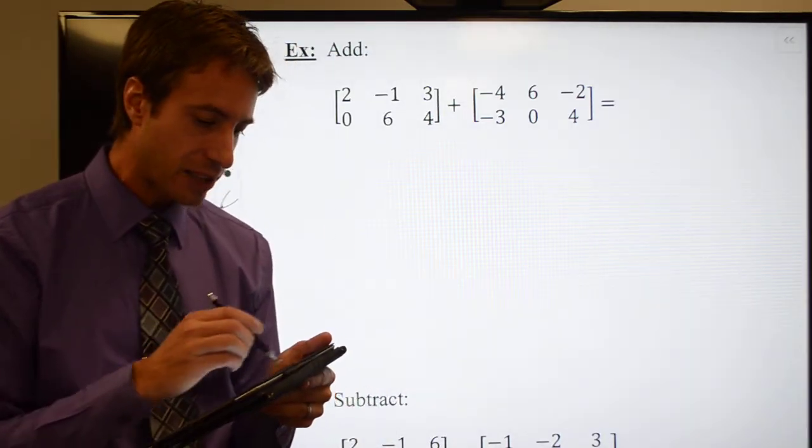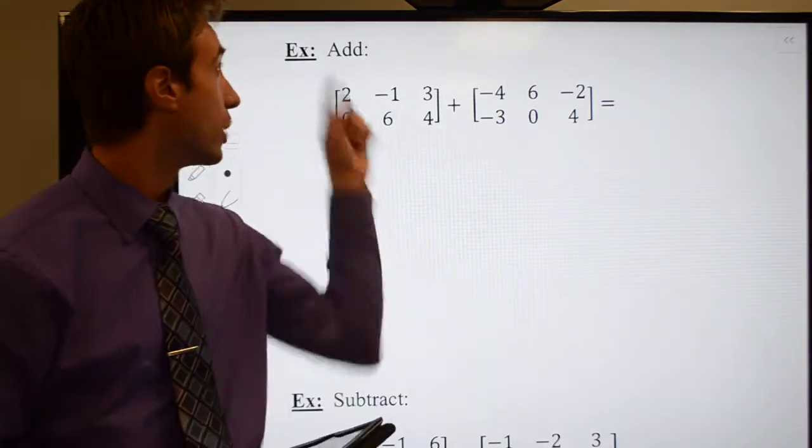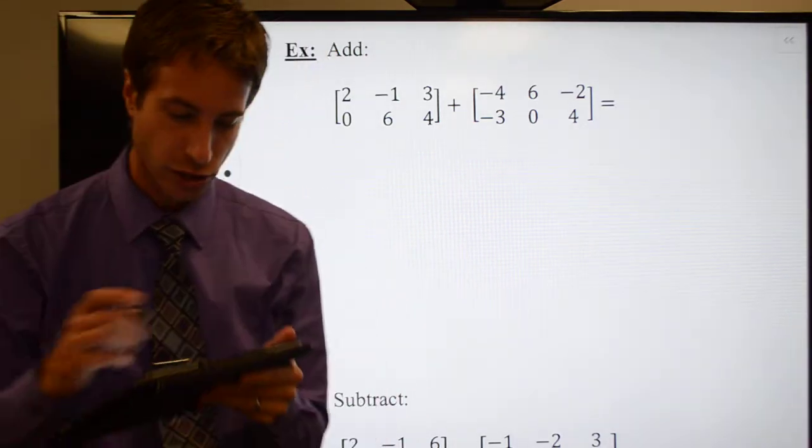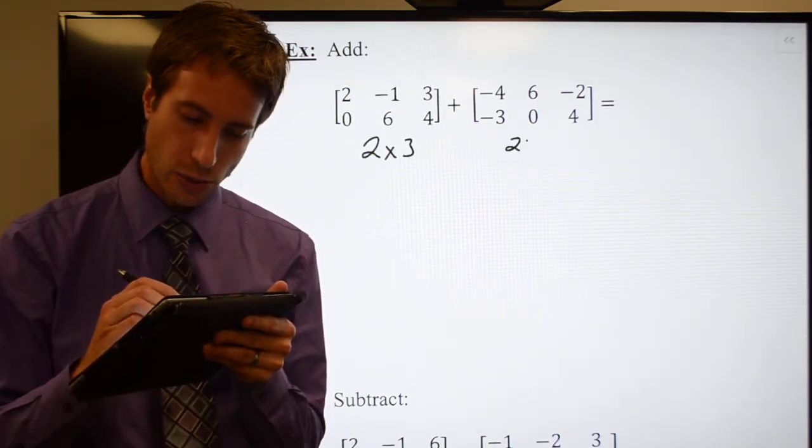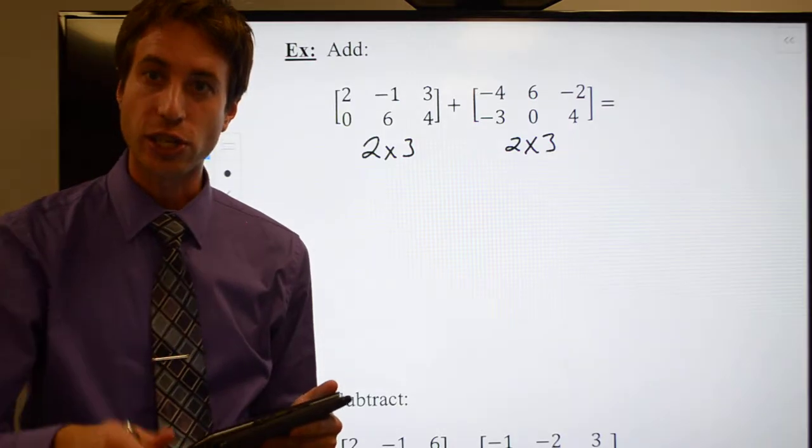In order to add these matrices, the first thing I must do is make sure that the dimensions are the same. I have a 2 by 3 and a 2 by 3. So we're good to go.